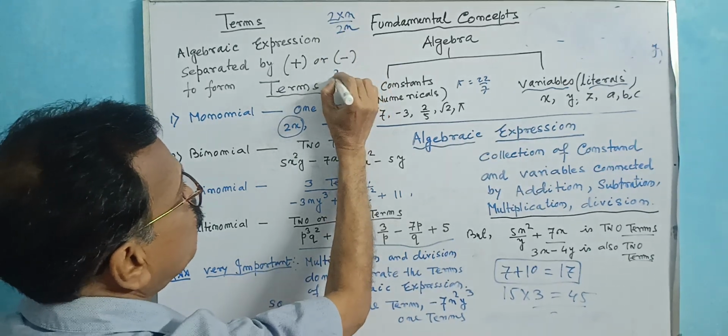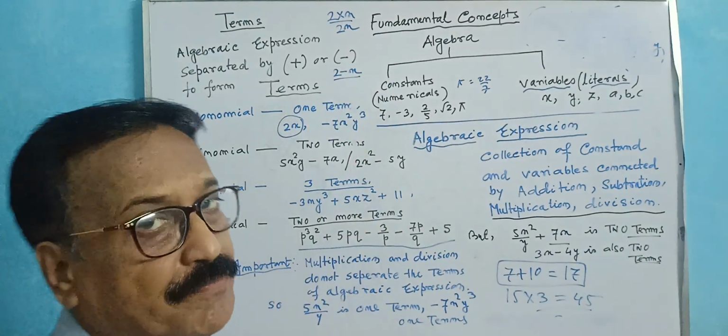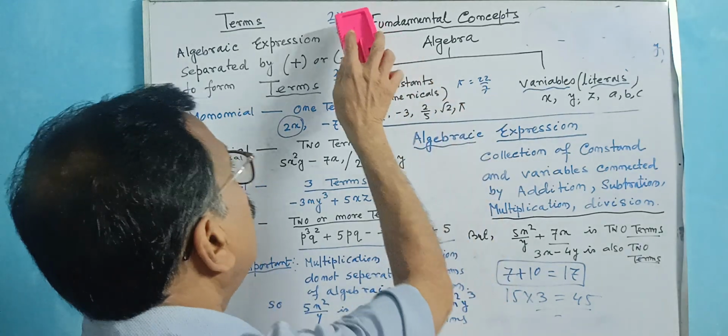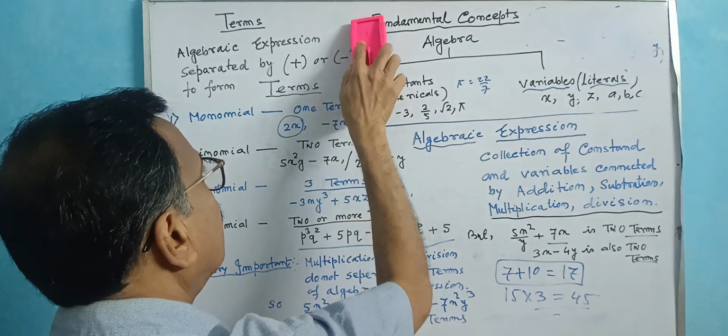But if you write 2 minus x, this is two terms. One term and two terms. This is very important. Don't be confused. Okay. That is the very important thing.